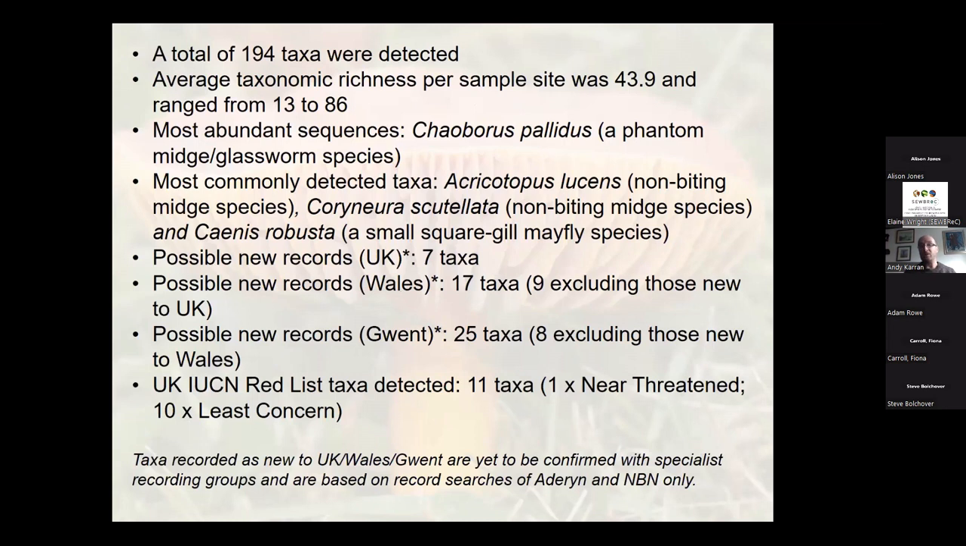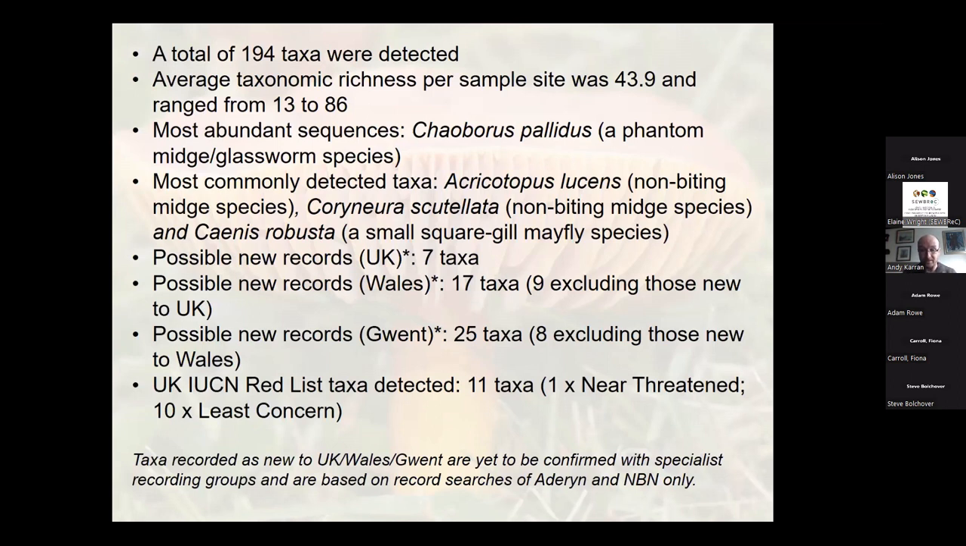So we got an average taxonomic richness of between 13 and 86 species per sample. And we got lots of quite obscure things in there. There were little phantom midges and non-biting midges, and a small square-gilled mayfly species was some of the commonest. But most interestingly, we got all the records back, just a huge, long list.